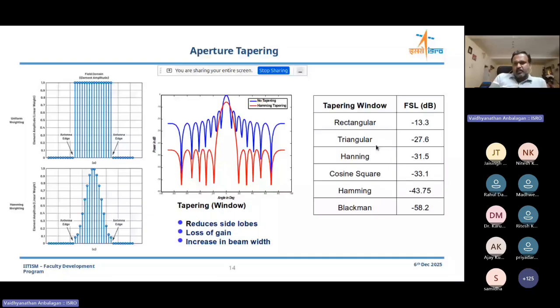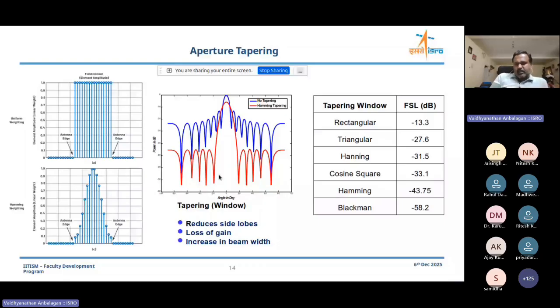If you apply a triangular series, it has a first side lobe level of minus 27 dB. A Hanning series can bring the first side lobe to minus 31 dB down. The best is the Hanning window, which can take it up to minus 58 dB down. But this comes at a cost: while you're reducing the side lobe level, the main lobe broadens. So the narrower beam we were expecting slightly broadens. The power you are trying to suppress in the side lobe gets pushed into the main lobe and causes the main lobe to broaden.